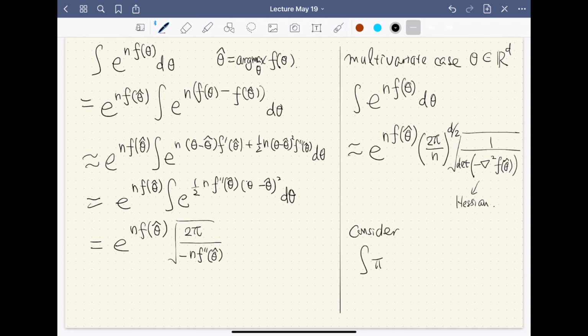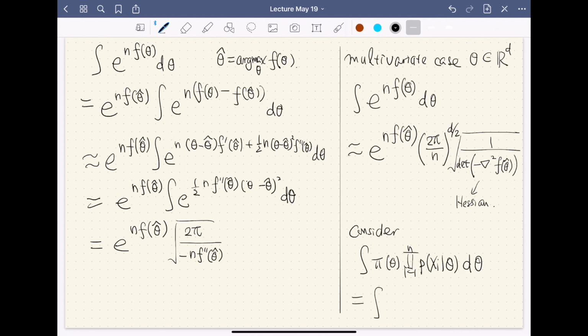All right, now let's consider the following setting. Let's try to use the technique of Laplace approximation to this integral. Okay, we have a parametric model, and we have IID observations, and then we want to integrate out the parameter with respect to the prior distribution.